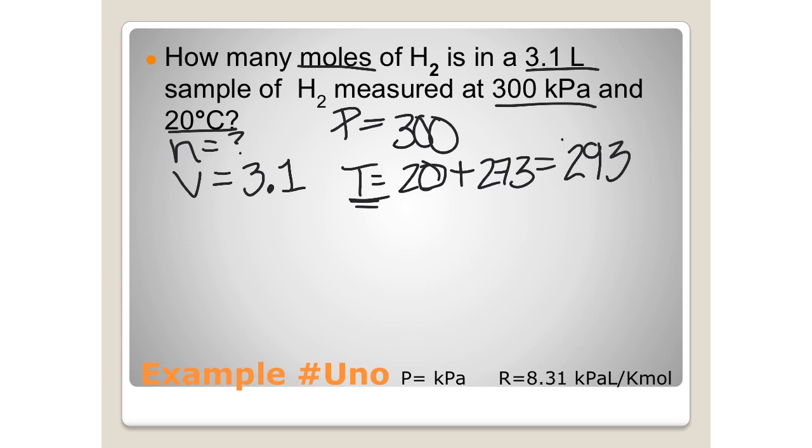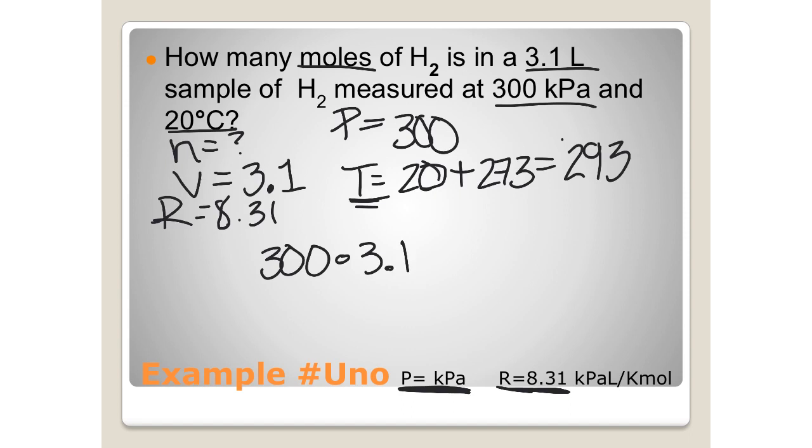And then we have our R, our other part. Since we are in kilopascals, the R value we're going to use is 8.31. So our R is going to be 8.31. Now I'm going to go ahead and plug what I have into my PV equals nRT equation. So 300 for pressure, 3.1 for volume equals N. We don't have that. Our R value is going to be 8.31, and our T is going to be 293. So I'm looking for N. That's what I'm trying to find.